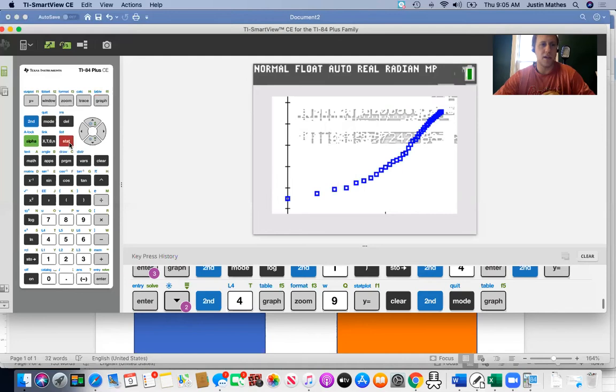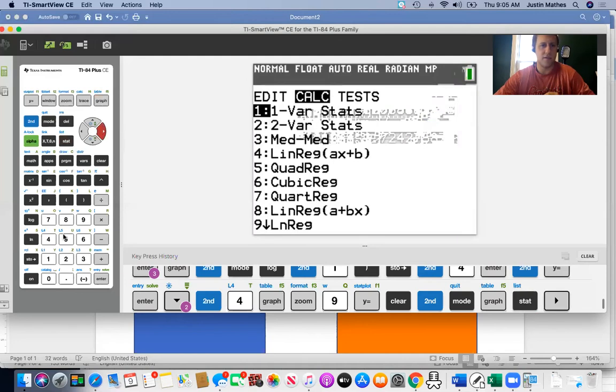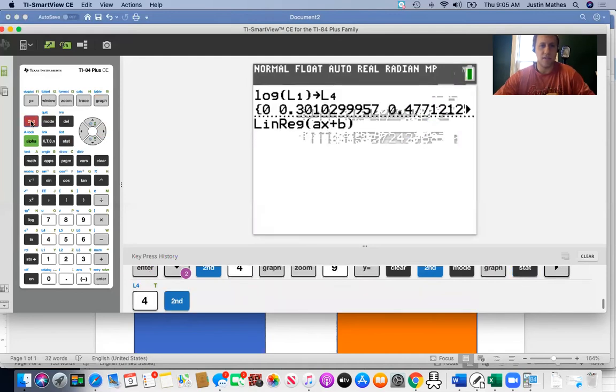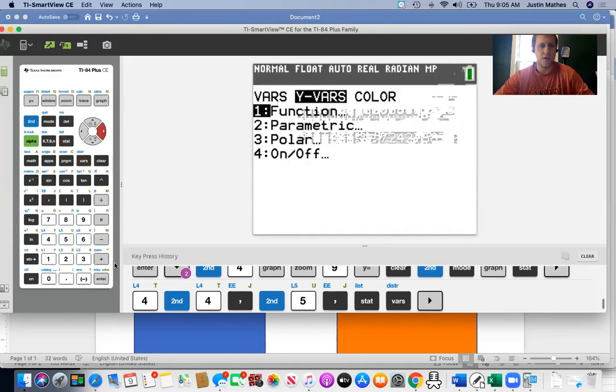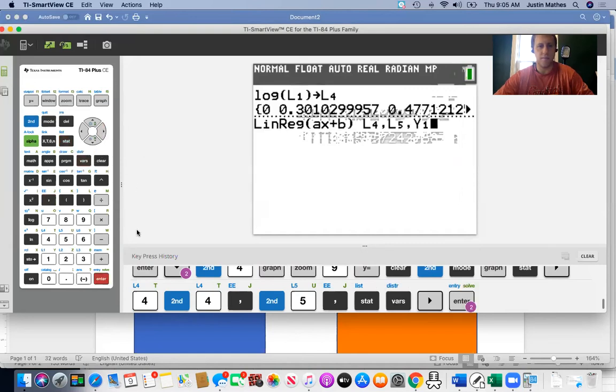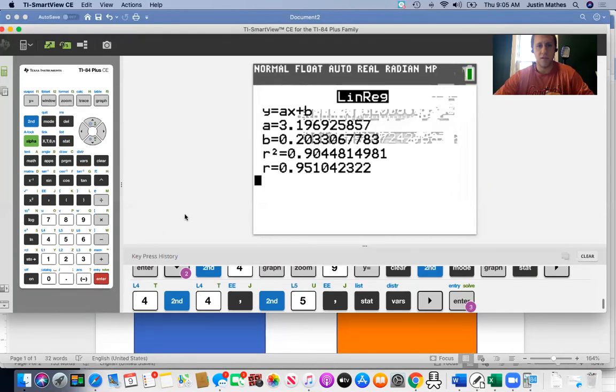But then again, I can prove that if I run linreg. This time I'm going to go L4, comma, L5. I don't know why it's not taking me to my normal screen when I run linreg. And we're going to store this in Y1. Boom. Yeah, kind of what I expected. R squared of 90, so better than when I hadn't touched it, but not as good as my exponential model.